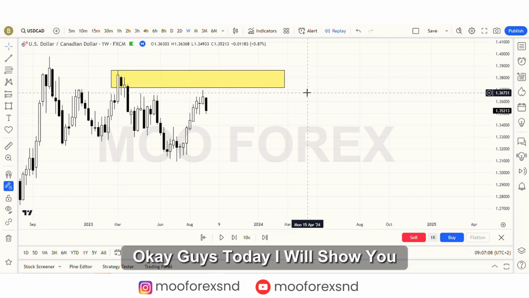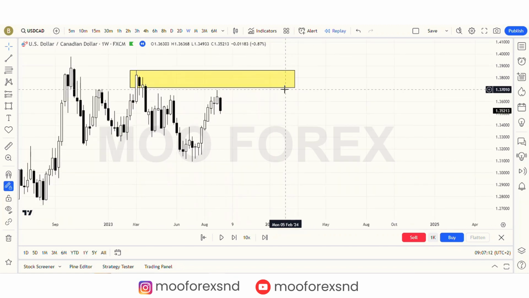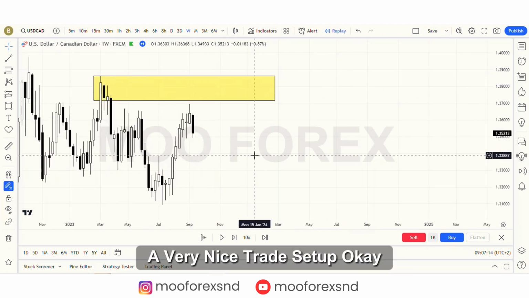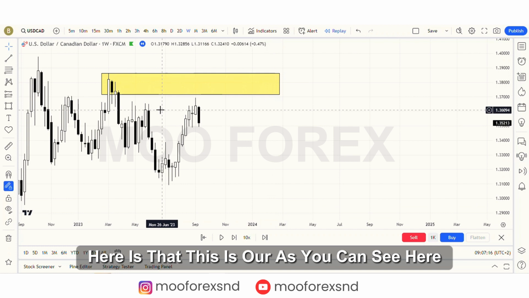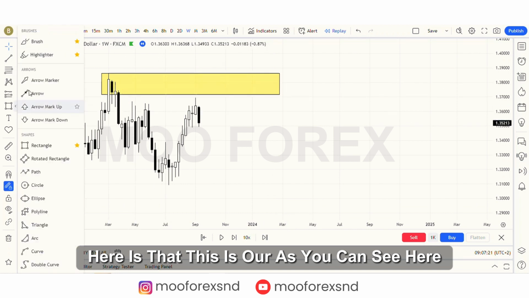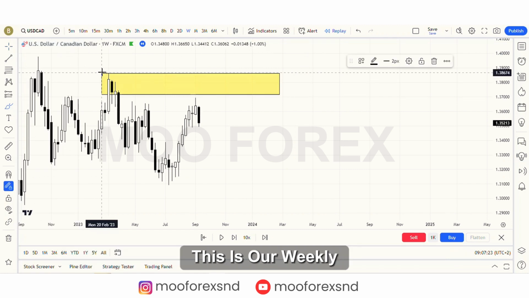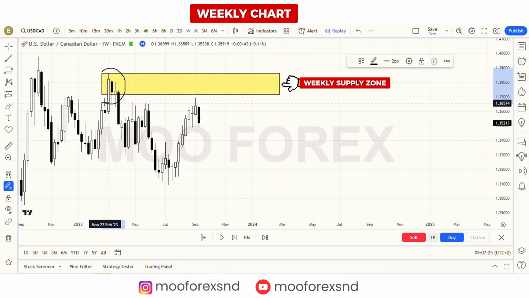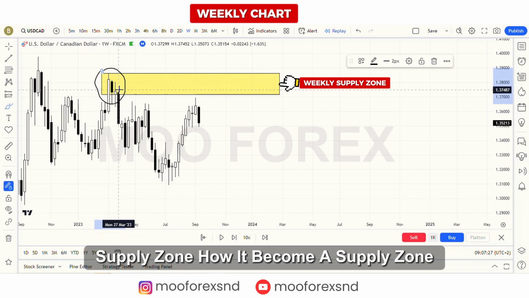Okay guys, today I will show you a very nice trade setup. Okay, here, as you can see, this is our weekly supply zone. How did it become a supply zone?